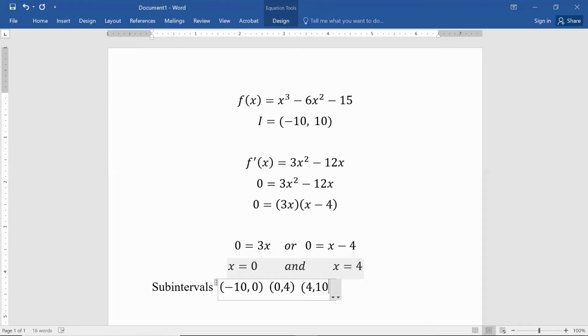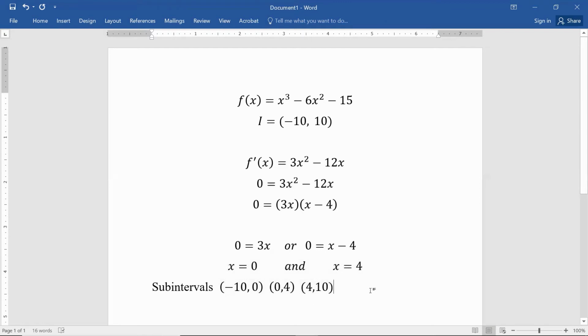Notice what I did there. I basically said from -10 up to 0. 0 might be a cutoff, so let's cut it off there. 0 to 4, 4 might be a cutoff, so let's cut it off there. And then 4 to 10. Make sure you go in order when you do that. You don't want to go from -10 to 4 and then from 0 to something else. That would not make any sense.